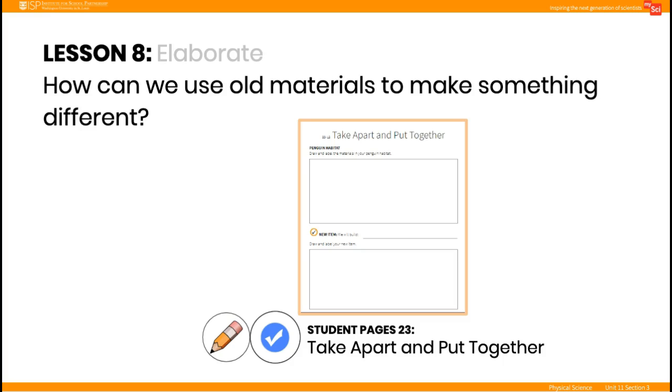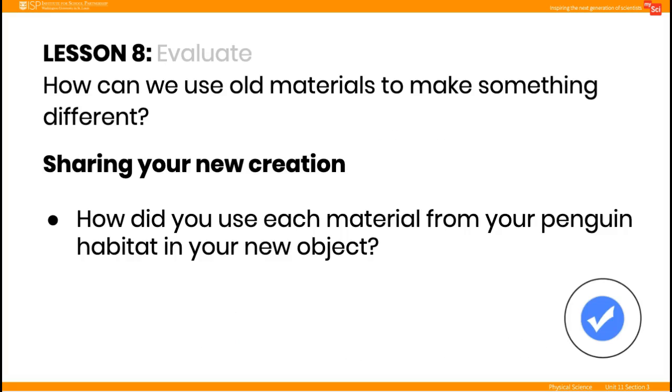In the Elaborate, give students time to disassemble and reassemble their materials. When they finish building, direct them to return to Student Journal page 23 to revise their drawing, making sure it matches what they built. In the Evaluate, students can share their new creation with the class, describing how they used each material in the original habitat and the new object.